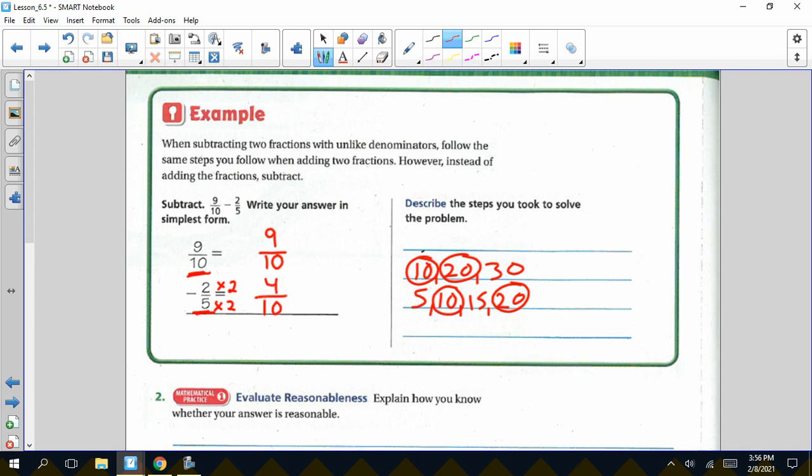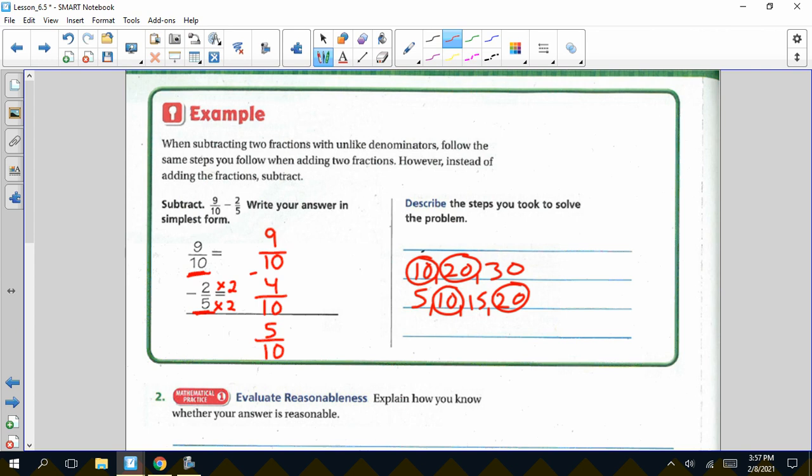Now, for this lesson, for these subtraction problems, once you have the same denominator, all you have to do is subtract the numerators. So we're going to subtract 9 minus 4, and we're going to get 5. And the denominator is going to stay the same. And that's how you subtract fractions.